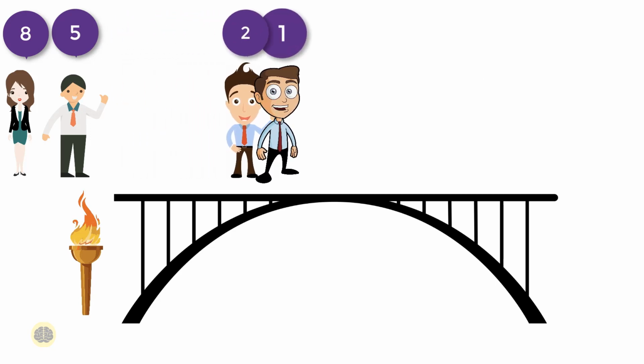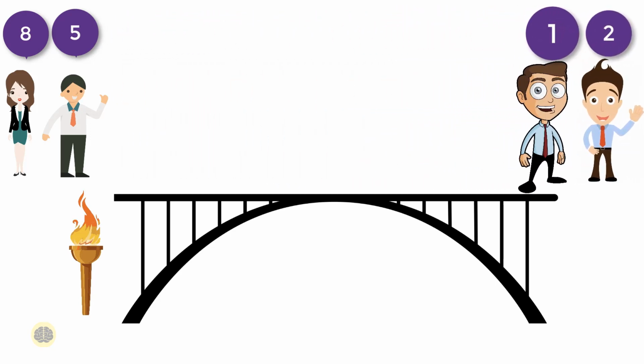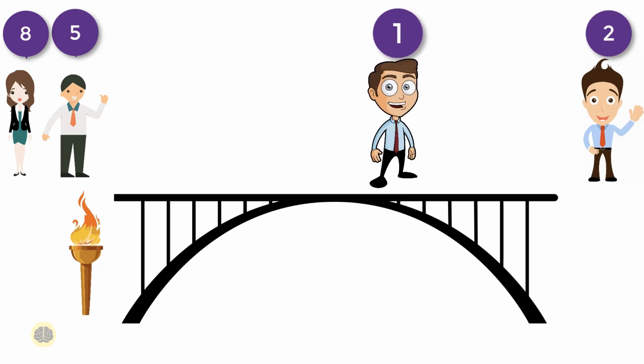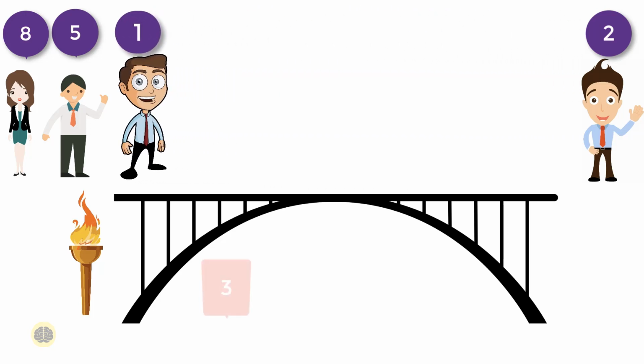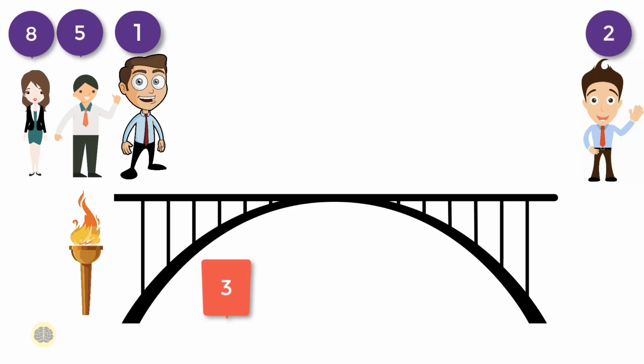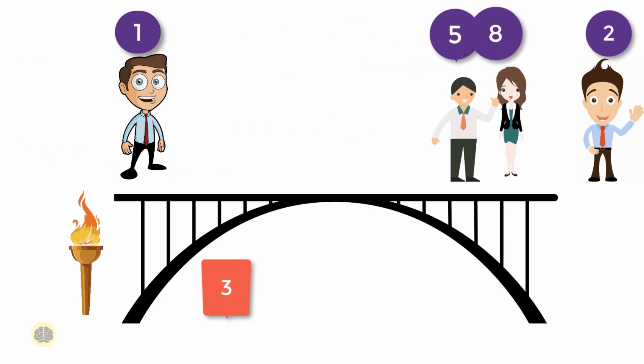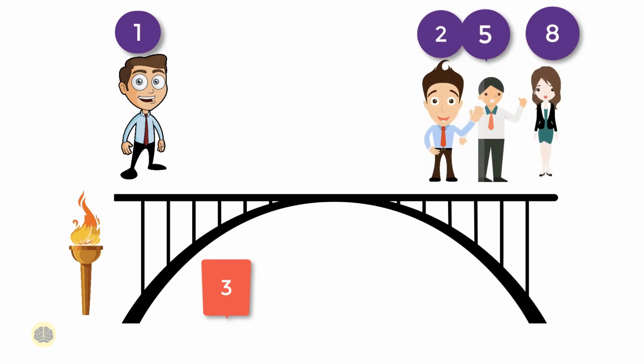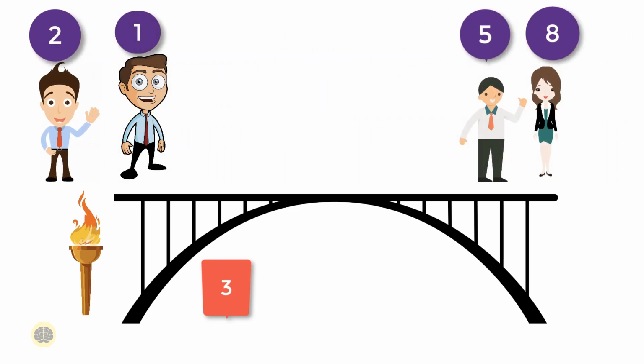At the first step, 1 and 2 cross the bridge. Here the number represents the time taken by the corresponding person to cross the bridge. 1 comes back and the total time taken in this case is 3 minutes. Now 2 is on the other side. At the second step, 5 and 8 cross the bridge. 2 comes back. Time taken will be 8 plus 2, that is 10 minutes. Now 5 and 8 are on the other side.